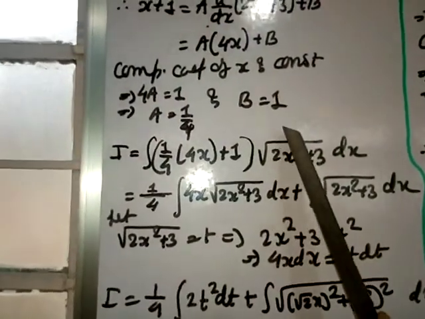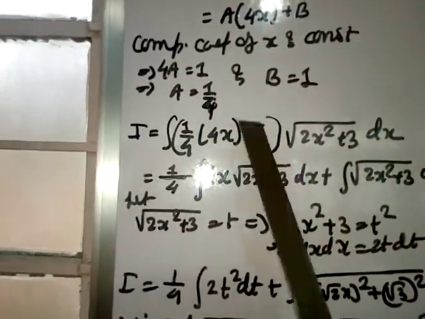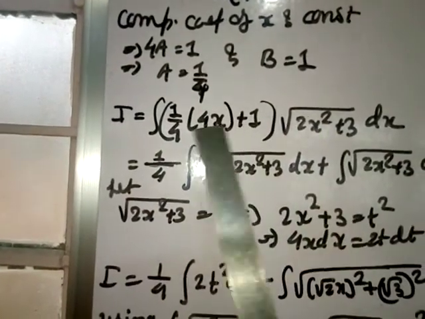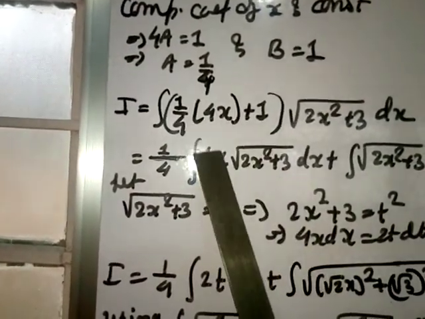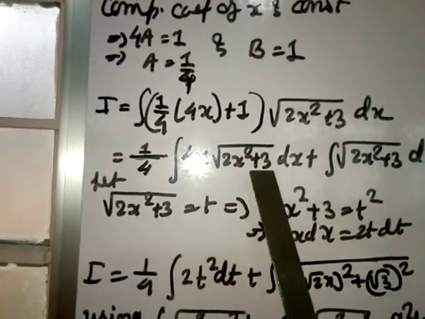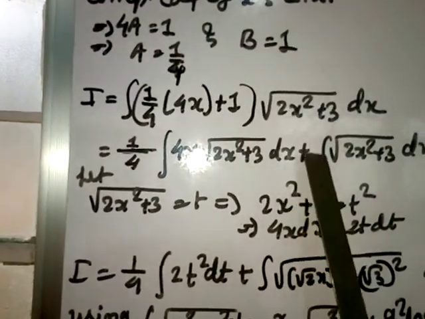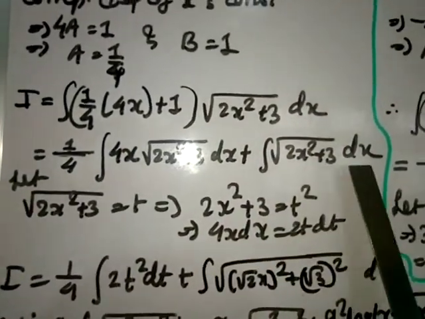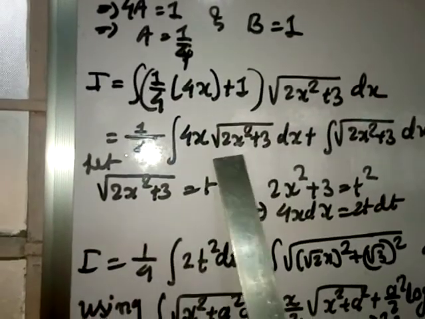Now multiply this square root term here. The 1 by 4 is outside the integral, and give the integral separately to both the terms. So 4x times square root of 2x square plus 3 dx, into 1, plus integral 1 into this, so integral of square root of 2x square plus 3 dx. Now I'll take this as t.